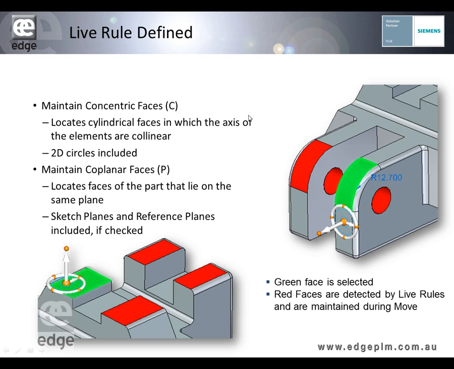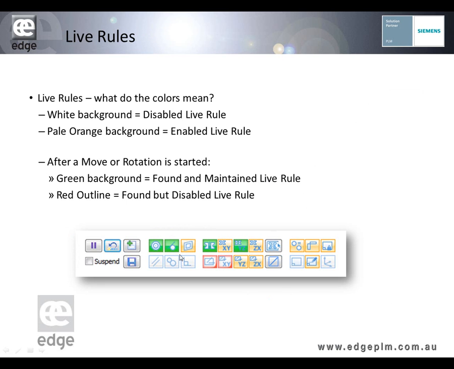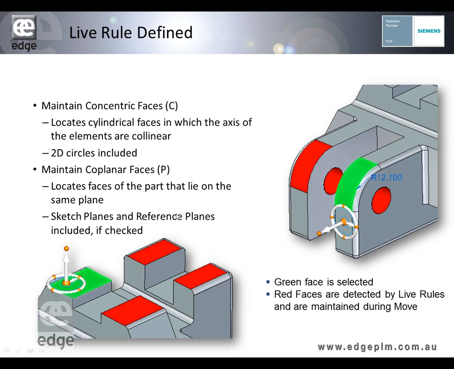So our maintain concentric faces. Right, concentric faces, it's this one. The C. So if we move a face here and select the concentric faces that are enclosed in the geometry we're moving, these circular faces will move. So that everything that's in red plus the green will move together. The coplanar faces, which is P, you can type a letter to turn these on and off too when you're working with them. So C for concentric, P for coplanar.